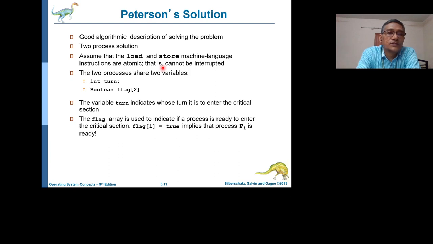Here in Peterson's solution, we will have two shared variables. One is an integer variable, turn. Another one is a Boolean array, flag. What is the functionality of the variable turn? The variable turn indicates whose turn it is to enter the critical section. The flag array is used to indicate if a process is ready to enter the critical section. If flag[i] is equal to true, it implies that process Pi is ready.